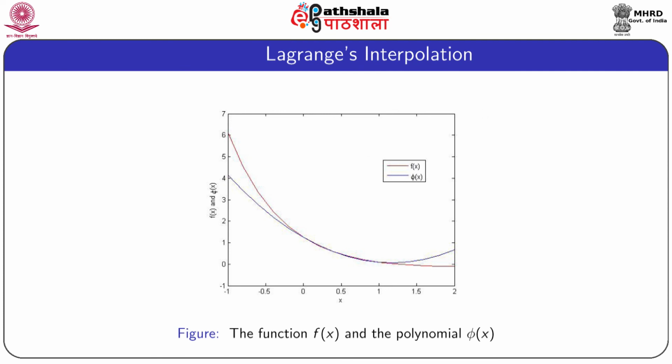Graphically, the function f x and phi x are shown in this slide. The red color line represents the function phi x and the blue line represents the function f x. Note that the two functions, that means the function f x and the polynomial phi x, are almost equal within the interval 0 to 1. That means these two functions coincide with each other.